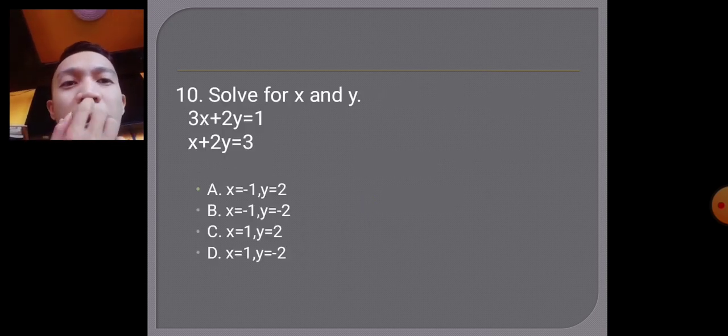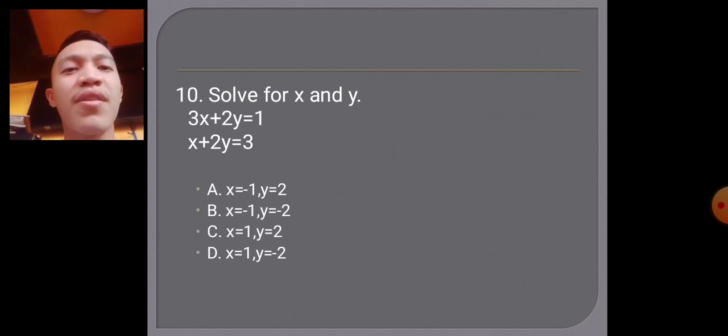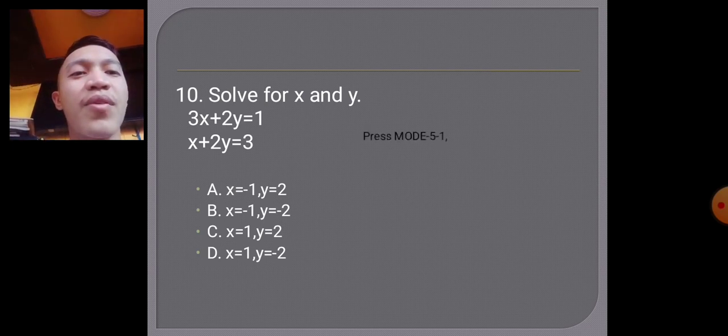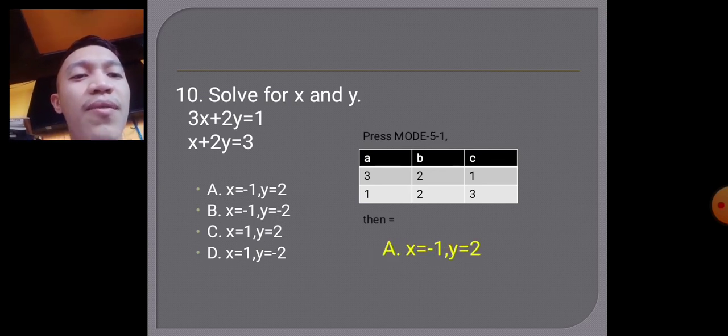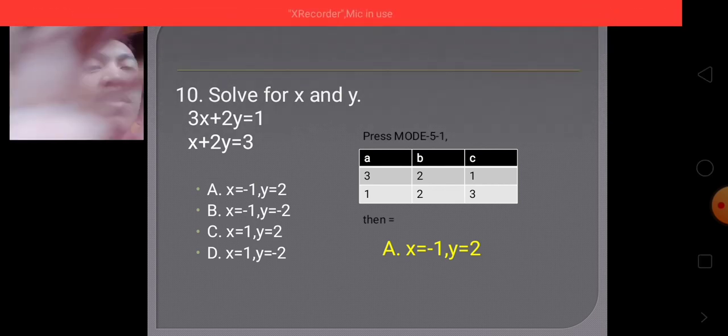Now for question number 10, solve for x and y. 3x plus 2y equals 1, x plus 2y equals 3. Now you press mode 5, then 1. You'll be given a table, a, b, c, a as x, b as y, c as the constant. For equation 1, our a is 3, our b is 2, and our c is 1. For equation 2, our a is 1, our b is 2, and our c is 3. Then you press the equal sign, and after that you'll be given the values of x and y, wherein x is negative 1 and y is negative 2.